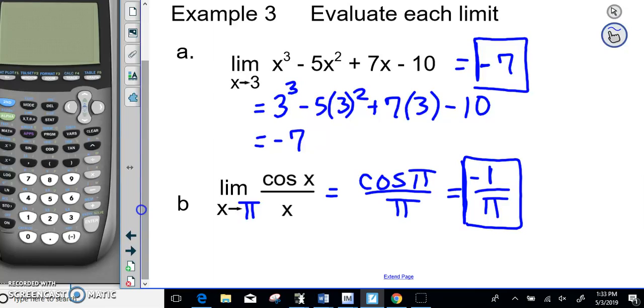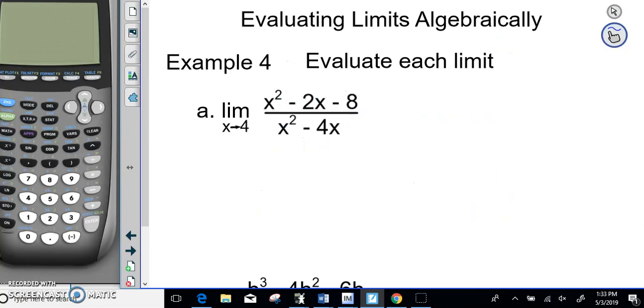But let's go to example 4 then, because this one has a little bit more work. This time, with these two problems that we have, we're going to evaluate them algebraically. Now, here we have these two limits. One thing I want you to make sure you understand, which you'll talk about in calculus also, is something called an indeterminate form.